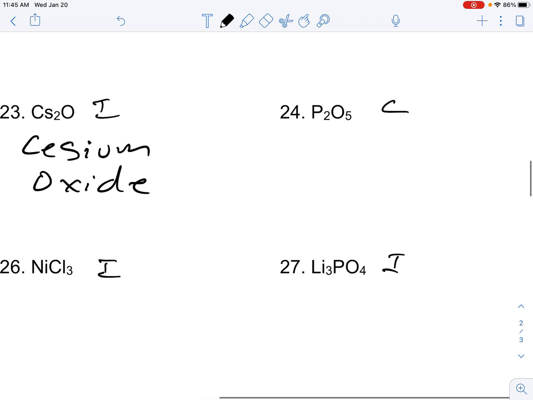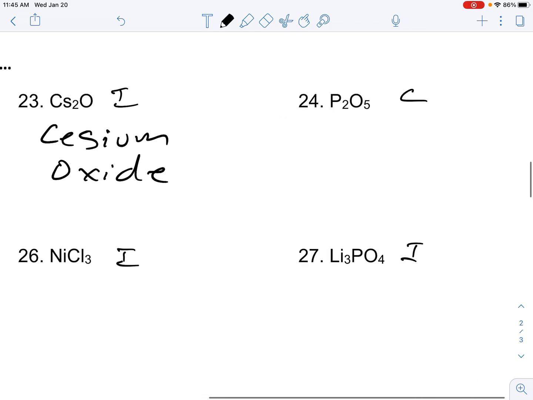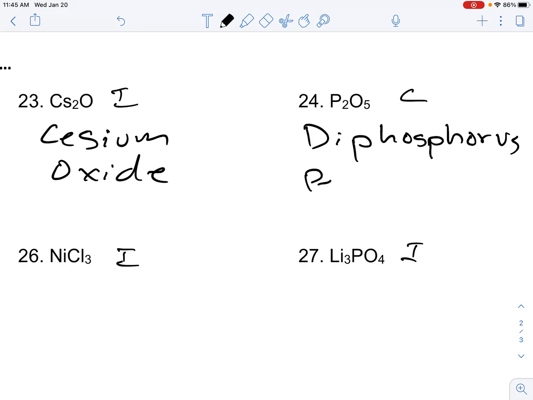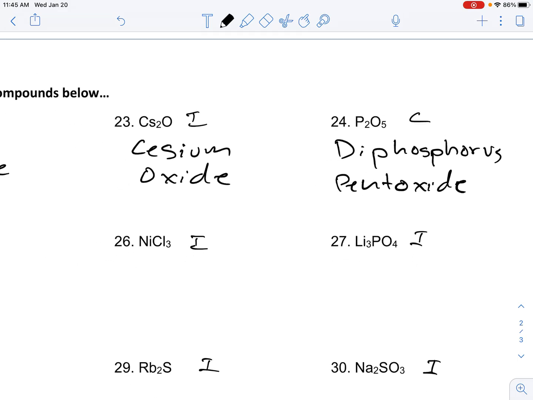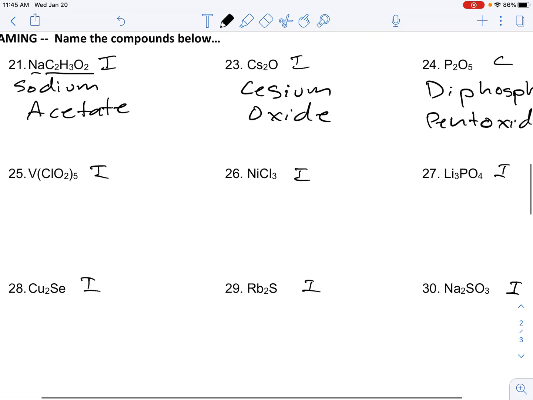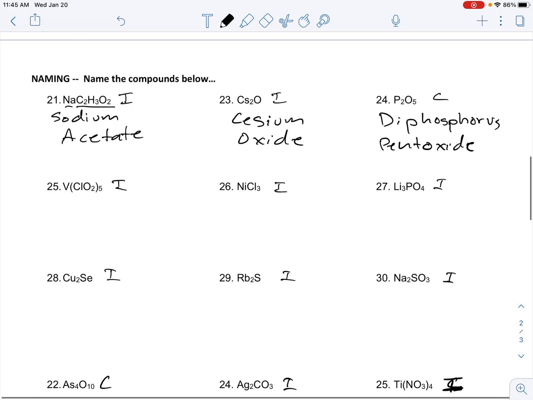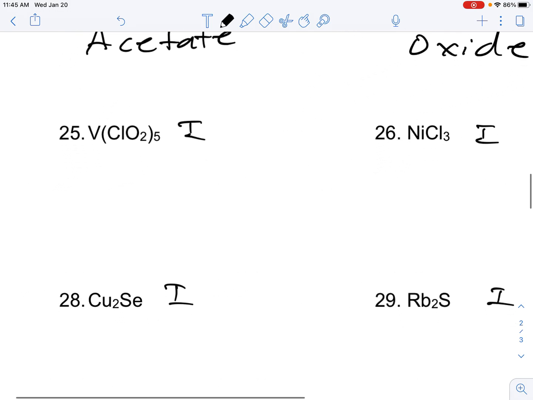This is covalent because phosphorus is a nonmetal. That means this is diphosphorus pentoxide. It's 5 oxygens. Okay, covalent is just the prefixes. Again, pause at any time if you need to.